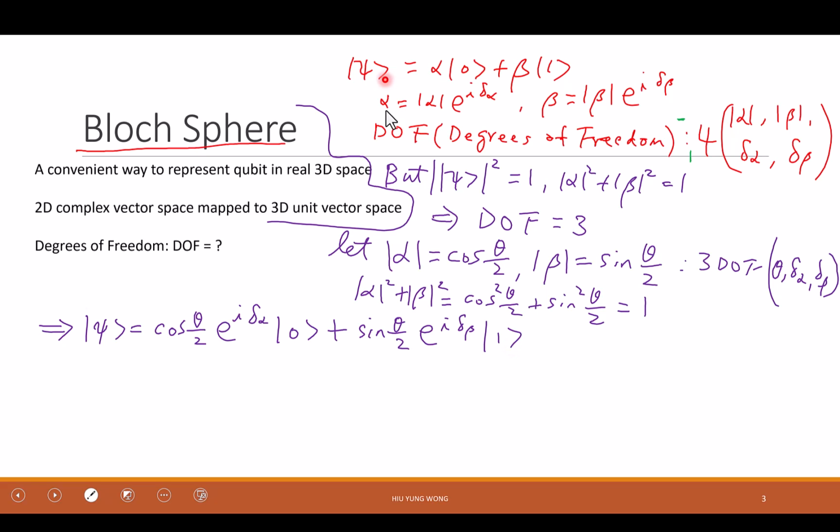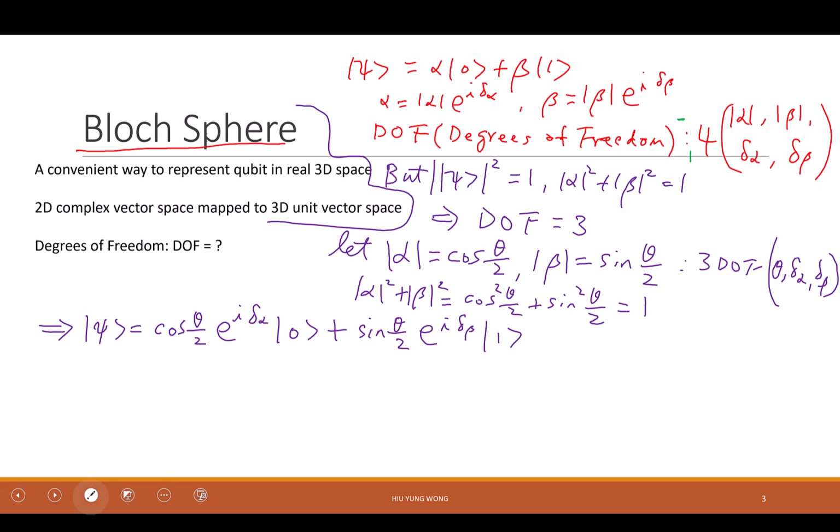Okay, do you see this? The general vector is alpha 0 plus beta 1. I transform alpha and beta so that alpha is cosine theta divided by 2 e to the power i delta alpha, and beta is sine theta divided by 2 e to the power i delta beta. They are the coefficients for 0 and 1. I did not do anything special, except now I have the magnitude represented by theta because their squares need to sum to 1, and the phase is spelled out in the e to the power i term. For those who are very good with complex numbers, you can probably jump to this directly. I'm just going through it step by step so you understand the background.